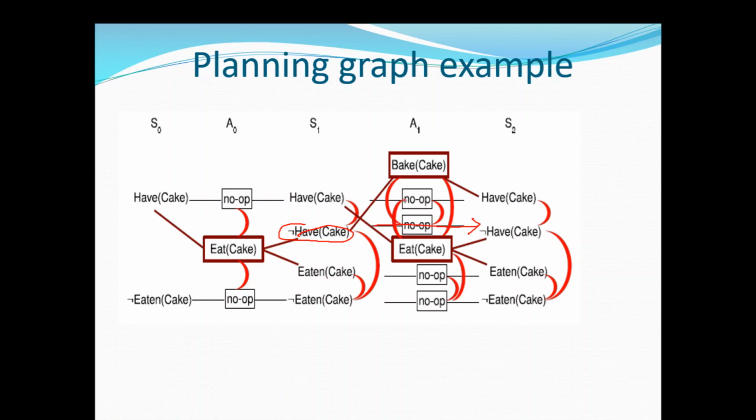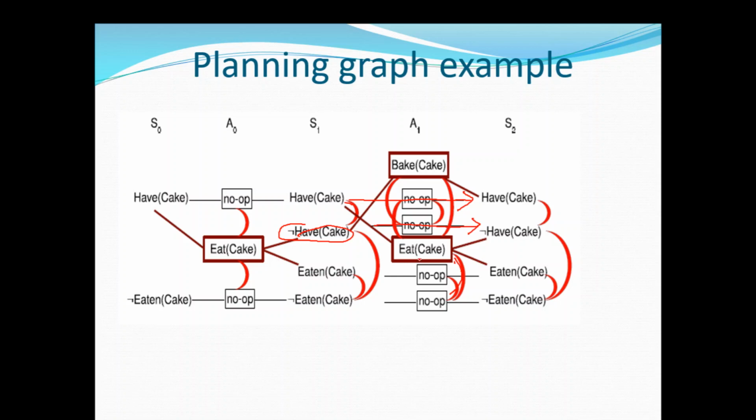Similarly, when you have cake, you can either continue with no operation and keep have cake, or when you have cake you can eat it. So any one of these will happen. Similarly here also, eat cake and no operation. These two cannot happen simultaneously. So they are represented using a mutex link.